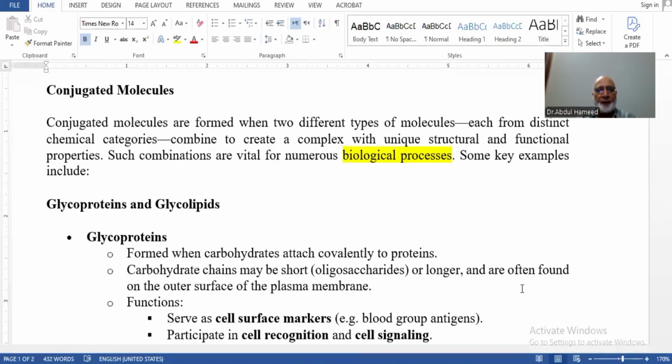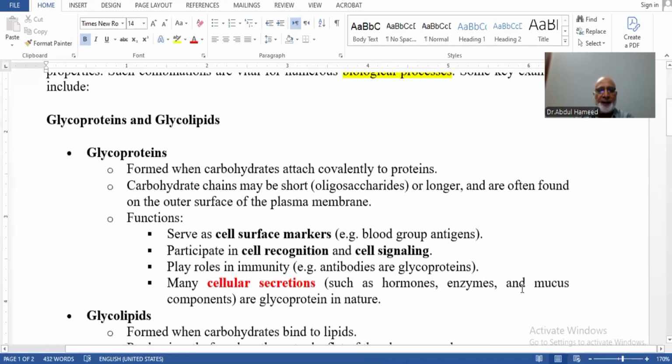Glycoproteins are formed when carbohydrates attach covalently to proteins. The carbohydrate chain may be short oligosaccharides or long polysaccharides, and they are often found on the outer surface of plasma membranes. Their function is to serve as cell surface markers. For example, blood group antigens are present on red blood cells, so they are actually detecting and giving us the idea about different blood groups.